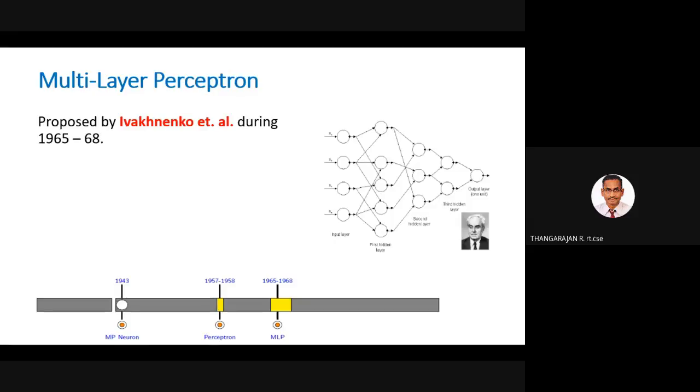Everything in AI is a searching problem. Whenever there are non-linear functions, you see all functions cannot be linear functions. So sometimes we need to deal with non-linear functions. In that case, we need to add some non-linearity into our neural network, and we can do that by adding the hidden layers. This we will see in detail. So the perceptron came, and the multi-layer perceptron came during 1965 to 68.